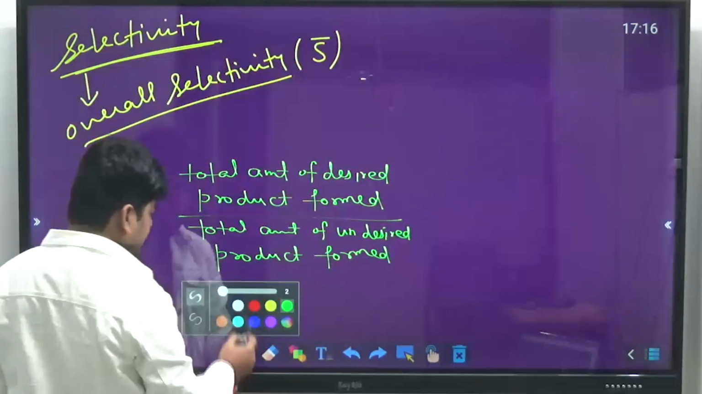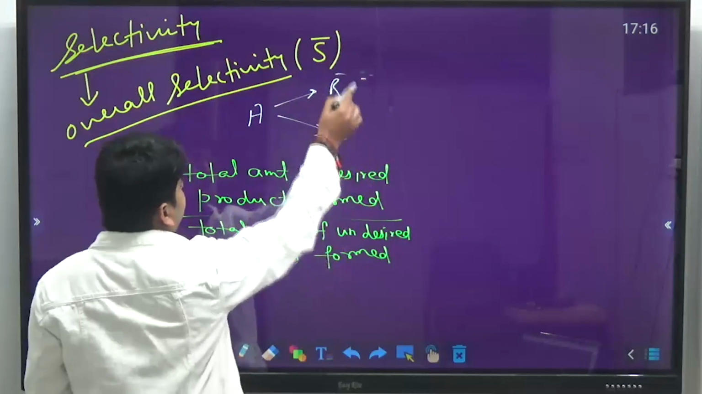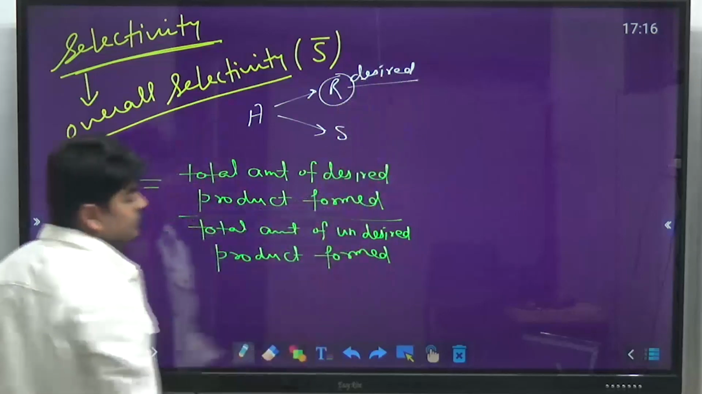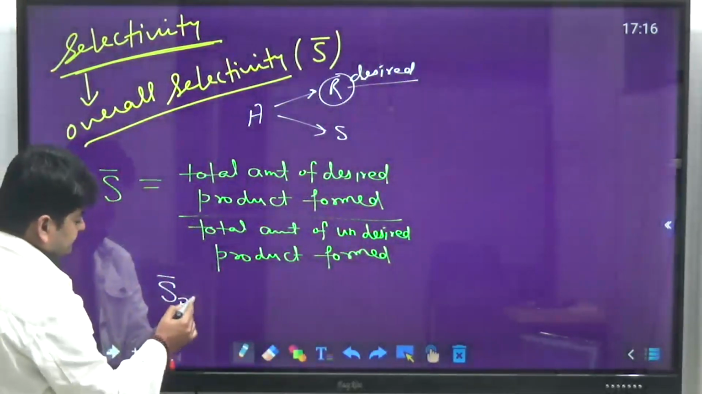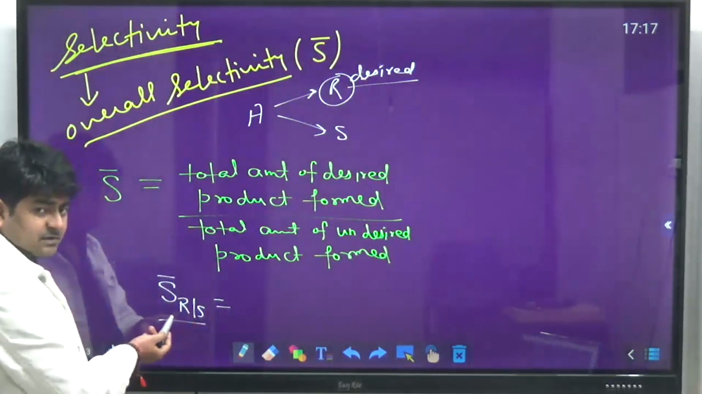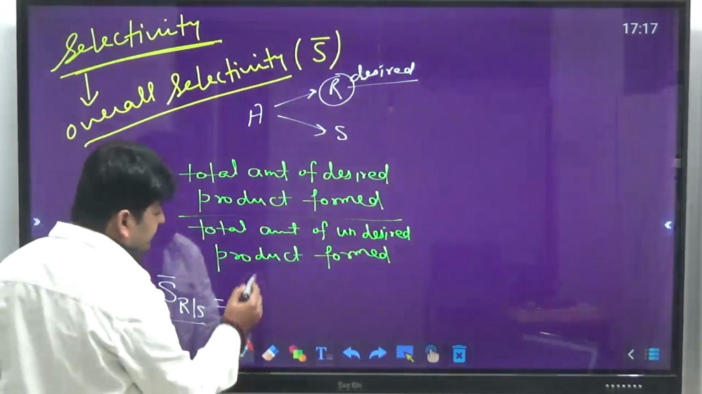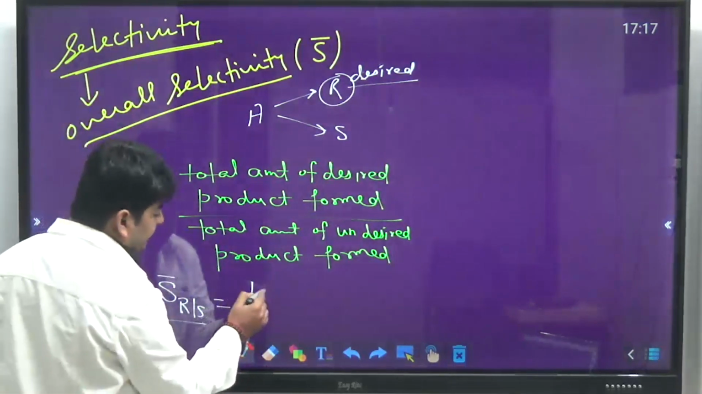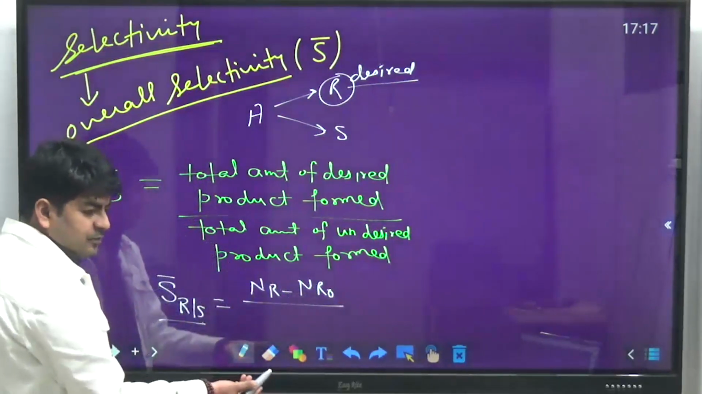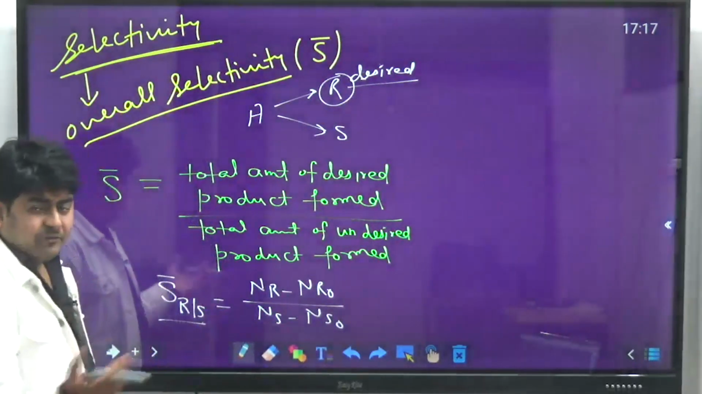Suppose we were having our reaction like A gives R, A gives S, and R is the desired product. So overall selectivity we can denote like this, R by S in suffix, where R means the term in the numerator, that means desired, and in the denominator undesired. So it will be the total amount of desired product formed, that is final moles of R minus initial moles of R, to the total amount of undesired product formed, that is final moles of S minus initial moles of S.